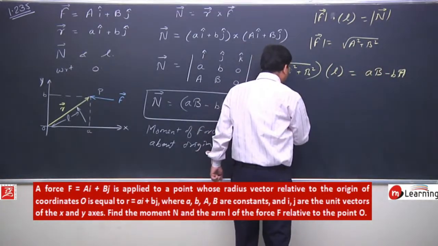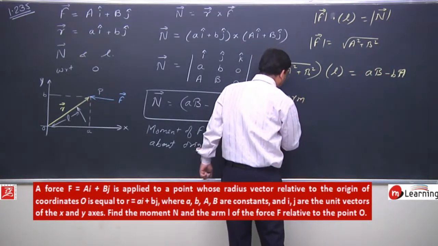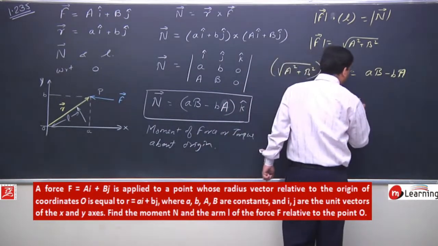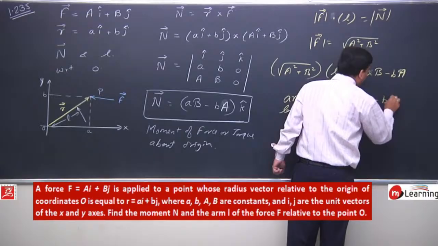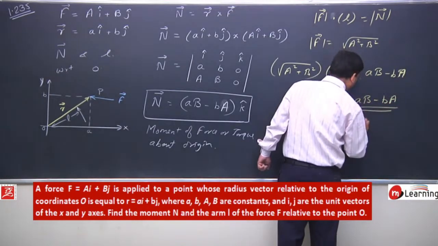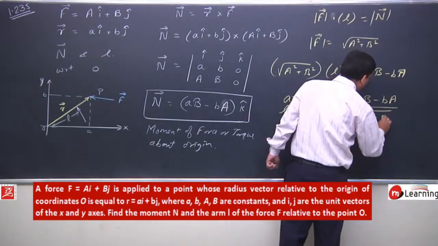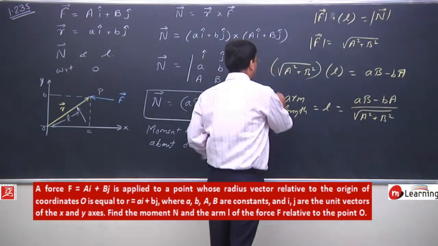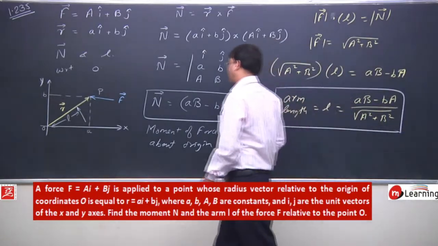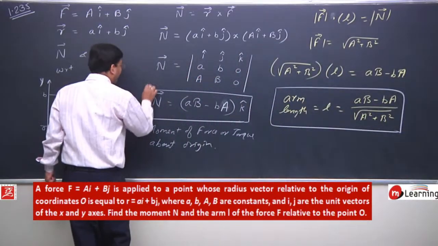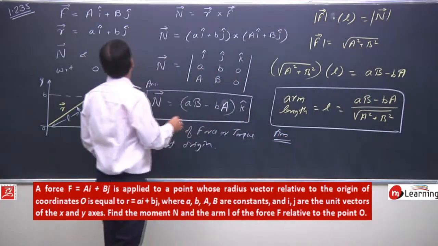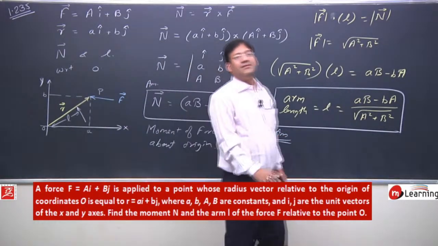So, arm length L would be equal to AB minus BA upon under root of A square plus B square. This is the arm length and these are the answers. This is the first answer and this is the answer to the second part. Please note it down.